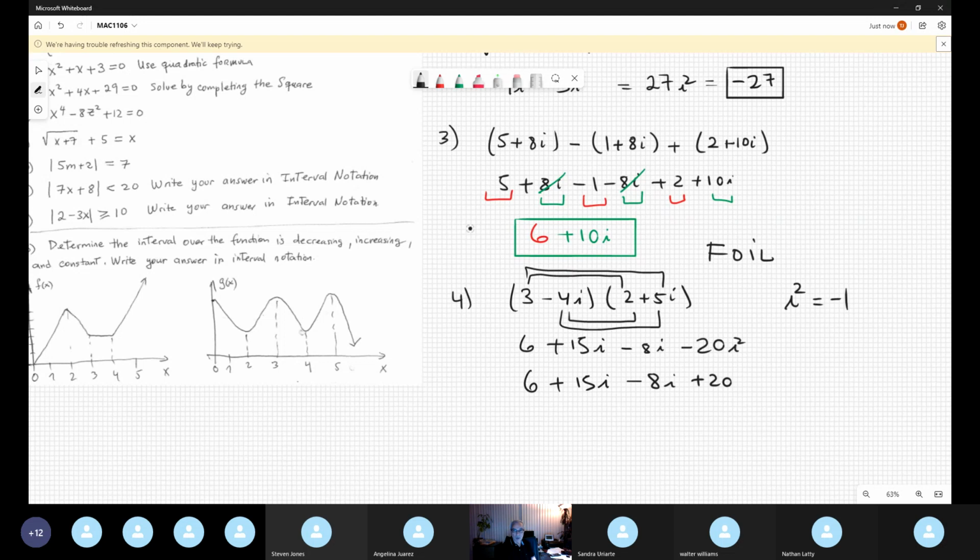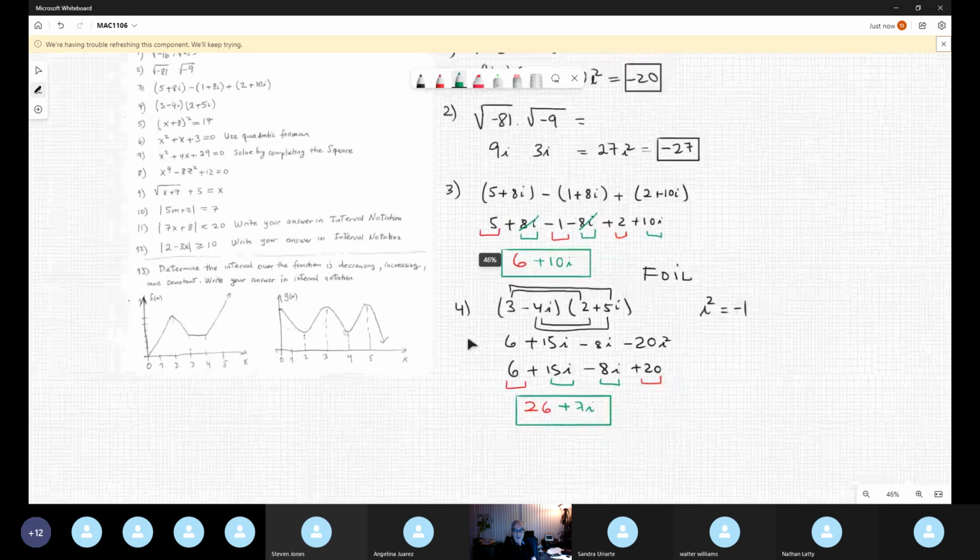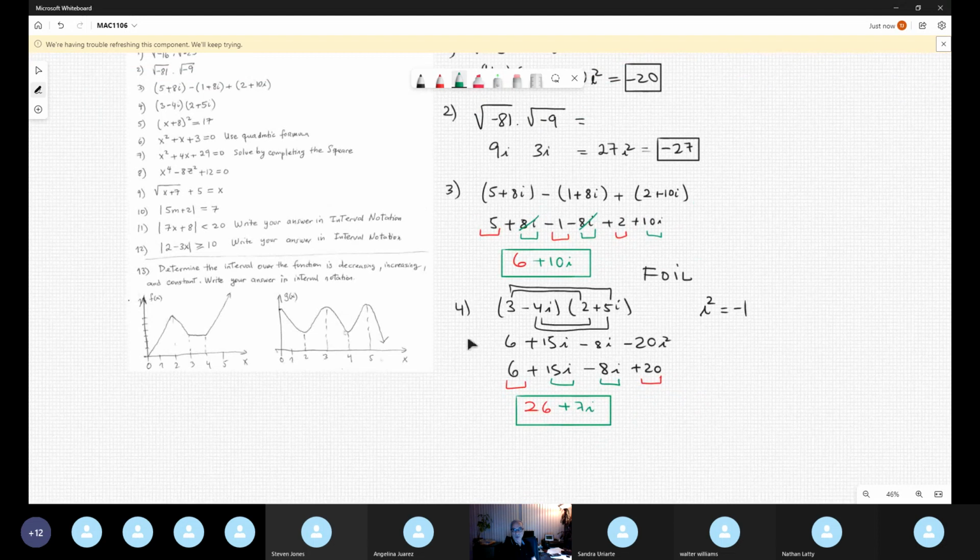Now we combine one more time. Real: 6 and 20, 26. And 15i minus 8i is 7i, positive, of course. And that's the answer. Cool.